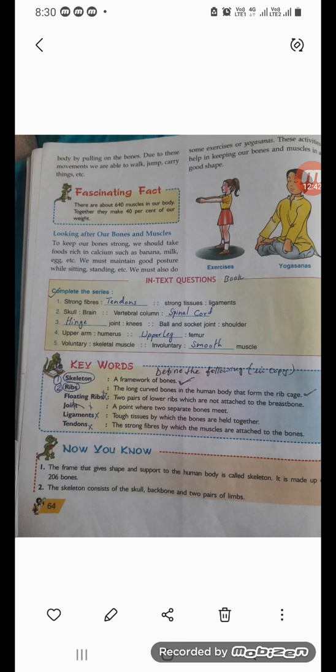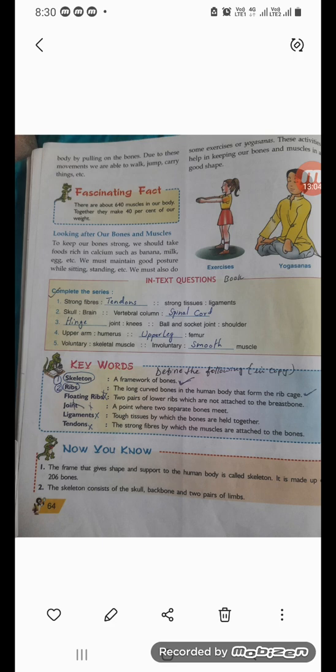Due to these movements we are able to walk, jump, carry things etc. It is because of muscles that we get all the movements. We are able to move. There are about 640 muscles in our body together. They make 40% of our weight. Of our body weight, 40% is the weight of muscles.